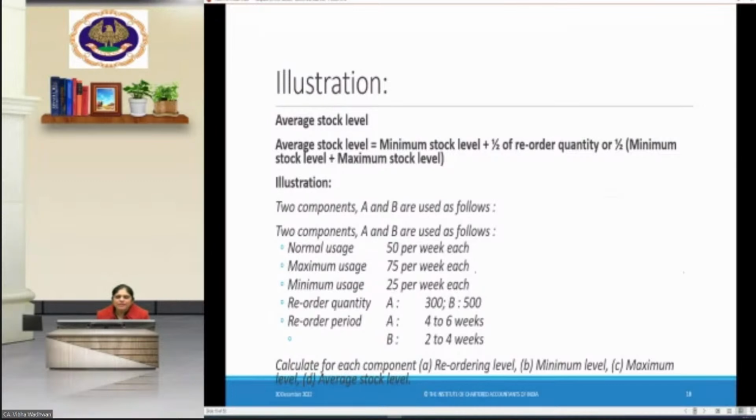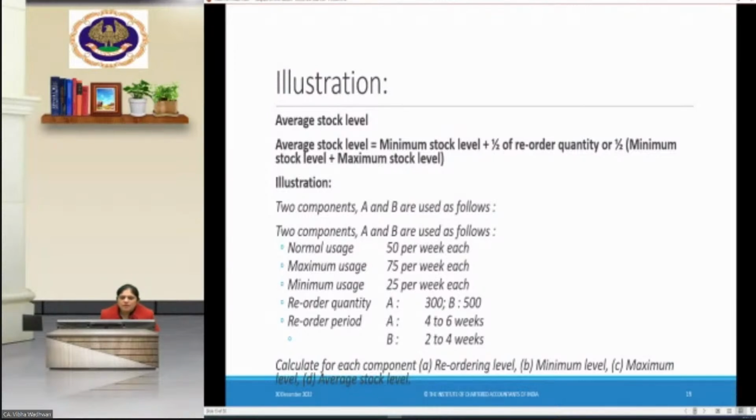So there's one illustration also. If you can quickly calculate all the levels of stock, I'll give you 2 minutes for this. So quickly do it and calculate all the levels of stock. You should calculate the reorder level, the maximum, the minimum. First of all, calculate the reorder level. It should always be in sequence.